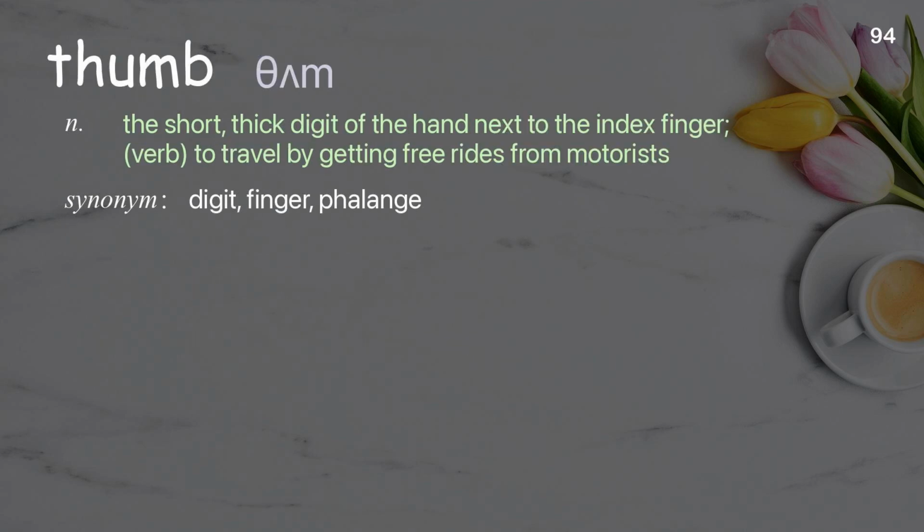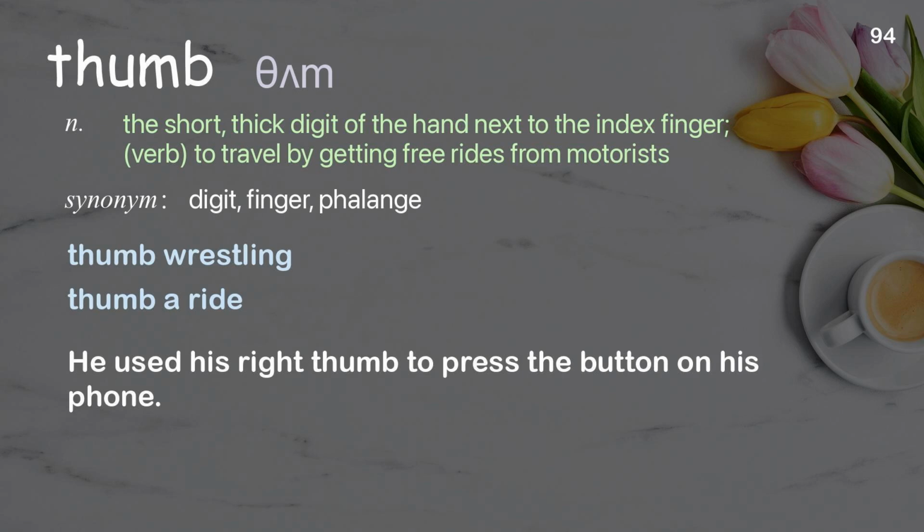Thumb. The short, thick digit of the hand next to the index finger. Verb, to travel by getting free rides from motorists. Examples: Thumb wrestling. Thumb a ride. He used his right thumb to press the button on his phone.